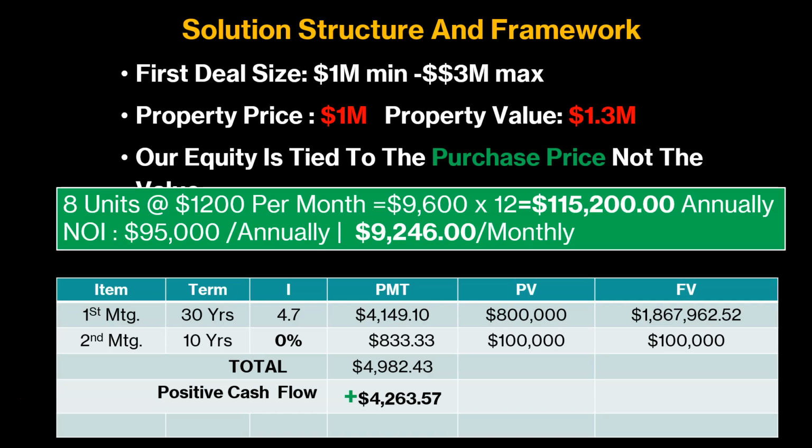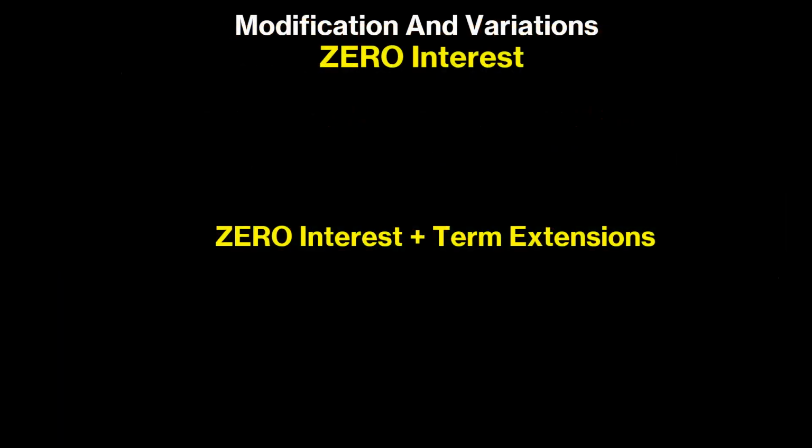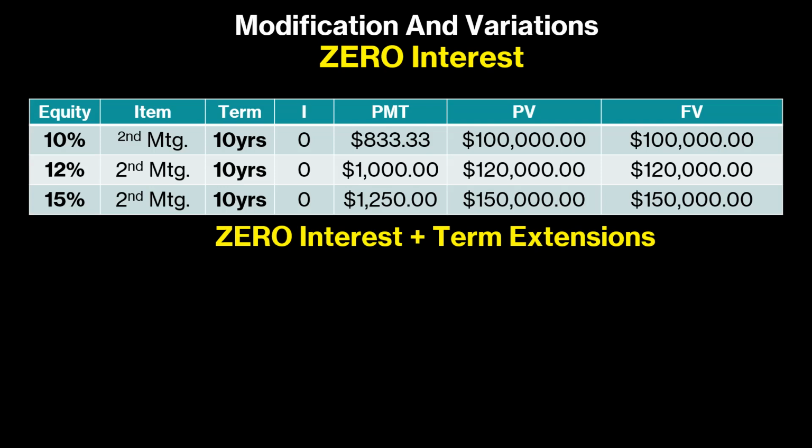So that's how these numbers work. So my client has a positive cash flow. That's my job. All right? Now, we continue with our paper play, and we go through the modifications, and we're going to do this quickly.